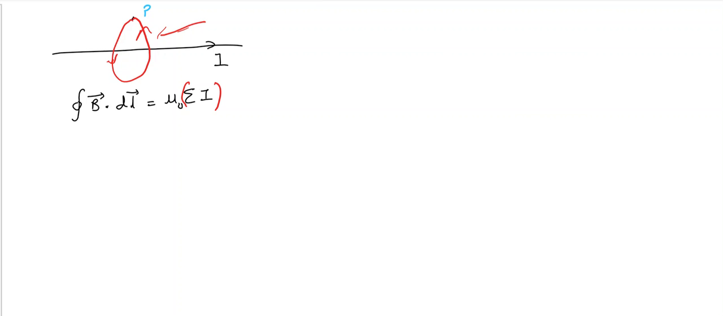What is the name of this loop? Amperian loop. So with this formula, once you have mu 0, the permeability of vacuum, known, if you can find the total current enclosed by the Amperian loop, then we can easily find the magnetic induction, the magnetic field, at point P. And this equation is Ampere's circuital law.